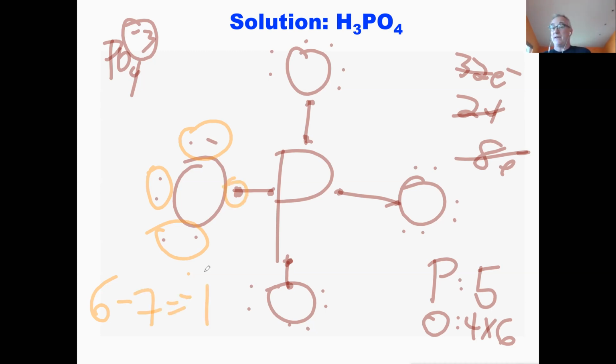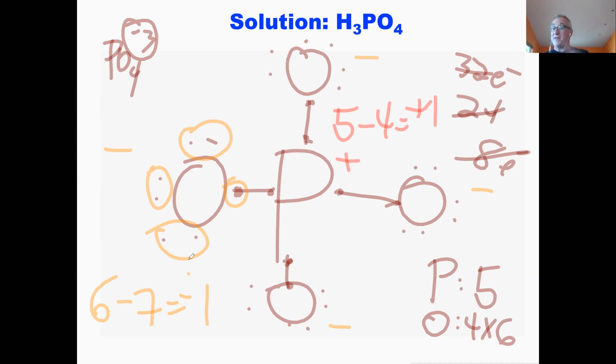So each of them is negatively charged. So we have a negative, a negative, a negative, and a negative. So we have 4 negative charges. What about the phosphorus? What is the total number of valence electrons phosphorus is supposed to have? 5. It's supposed to have 5. And how many does it actually have here? 4. So its charge is +1.